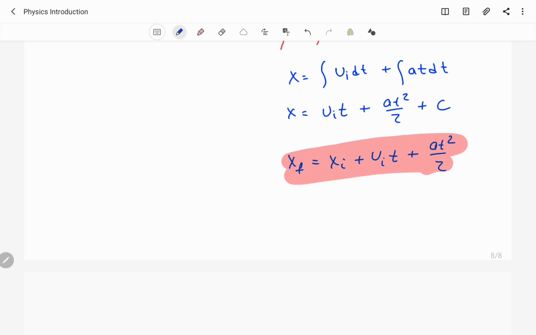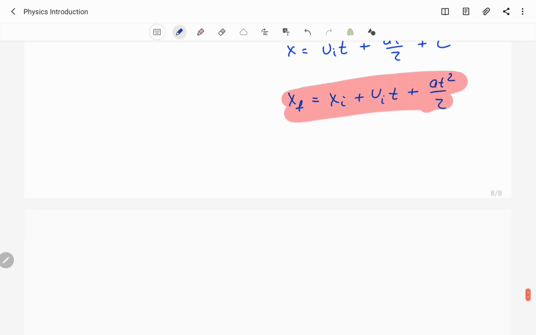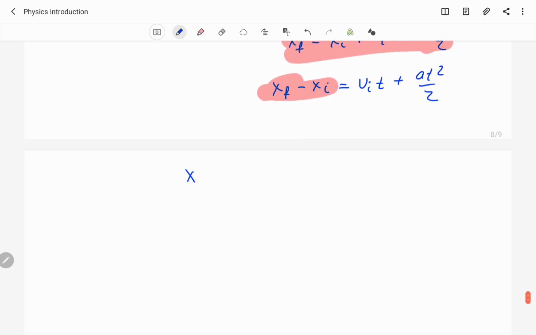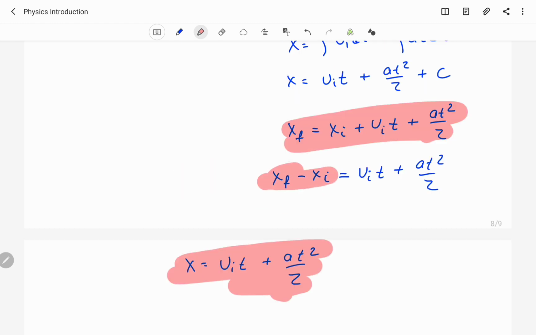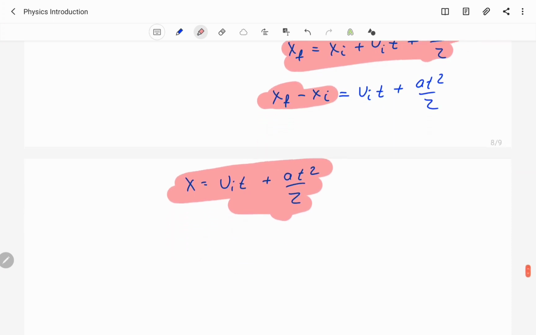If we pay attention, we can move the initial position x to the left side, so we will have this kind of equation. Final position minus initial position equals initial velocity times time plus a t square over 2. This part, final position minus initial position, equals distance, as you know. So distance will be equal to initial velocity times time plus a t square over 2. This will be our next equation. As you see, we have an equation for distance.